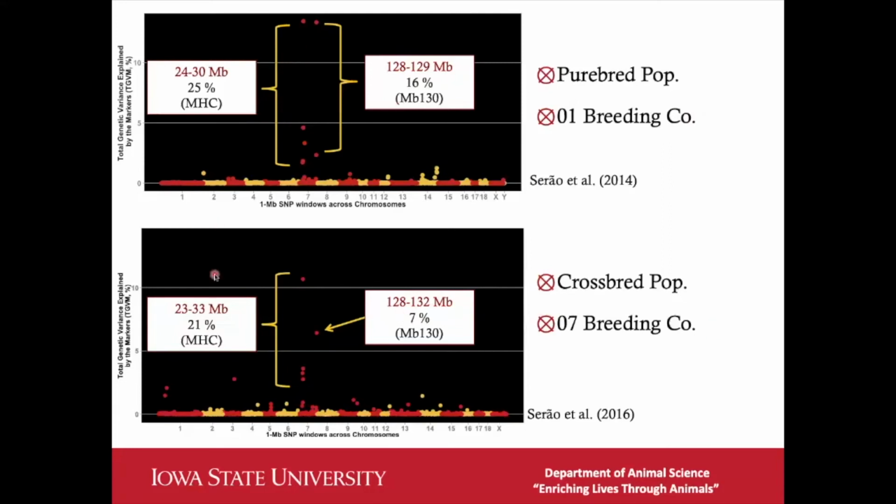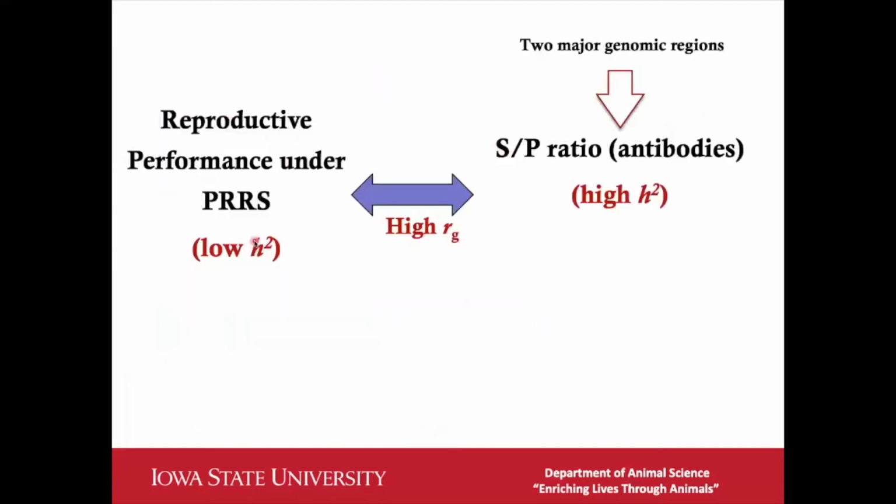So we believe that certainly the MHC controls a good portion of response to SP ratio. We're developing more of our knowledge of what controls SP ratio, what is the genomic basis of it. We know that reproductive performance under PRRS is lowly heritable, is highly genetically correlated with antibodies to PRRS, which is highly heritable, and it has two major genomic regions controlling it.